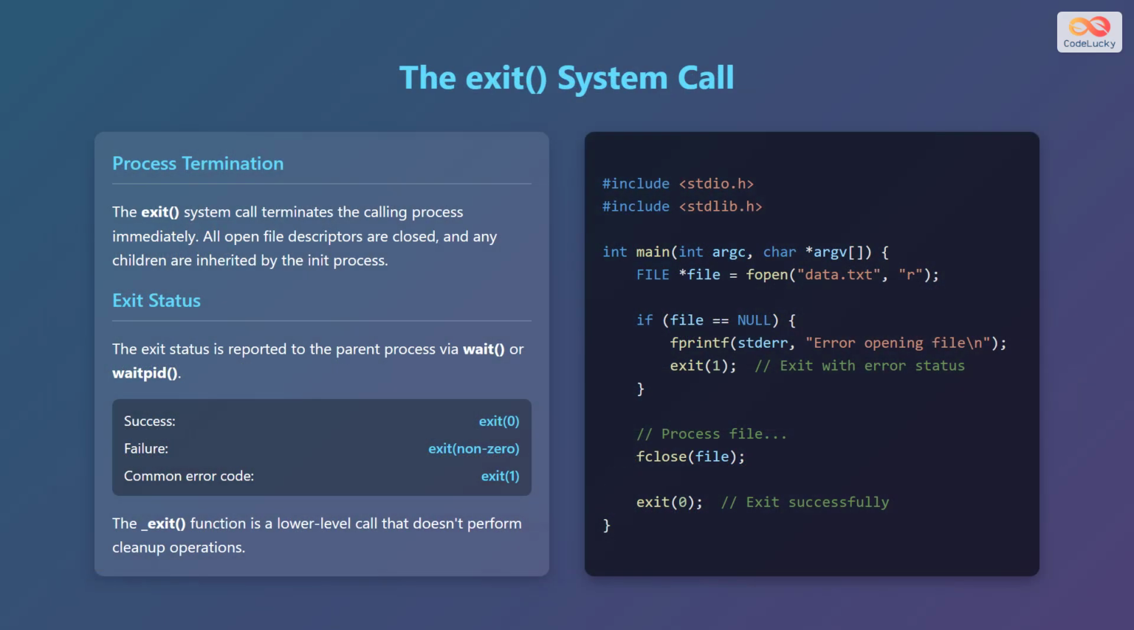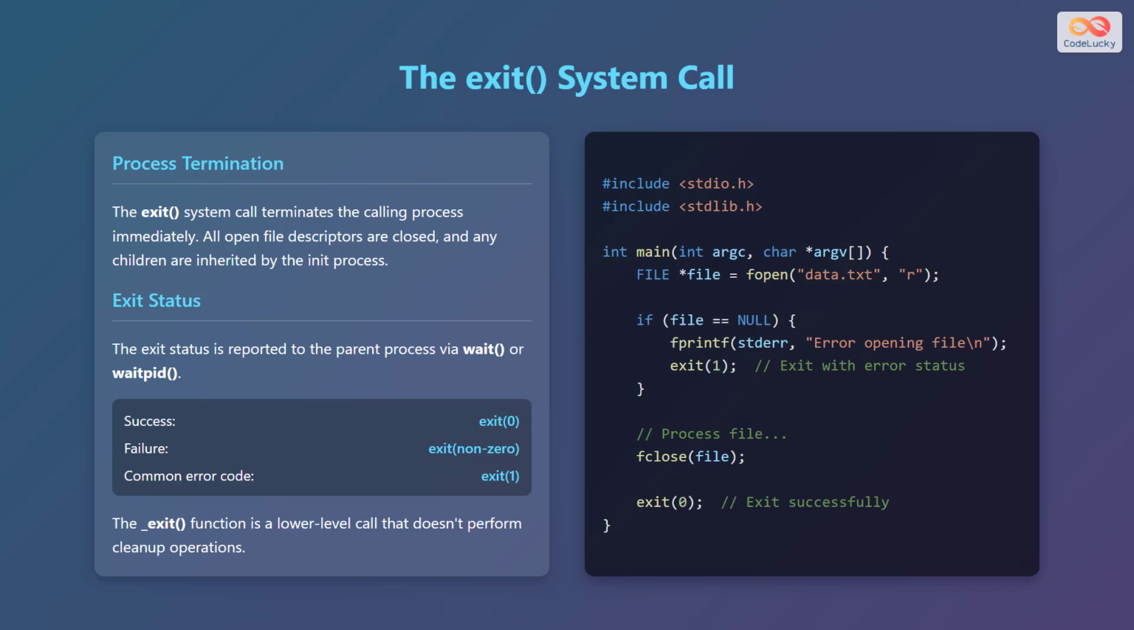Now let us discuss process termination and the exit system call. The exit system call is used to terminate the calling process immediately. When exit is called, all open file descriptors are closed, any child processes are inherited by the init process, and the exit status is reported to the parent process via the wait or waitpid functions. The exit status is an integer value that indicates whether the process terminated successfully or encountered an error. A status of 0 typically indicates success, while a non-zero status indicates failure.